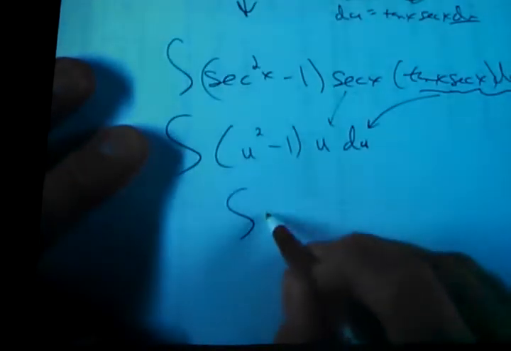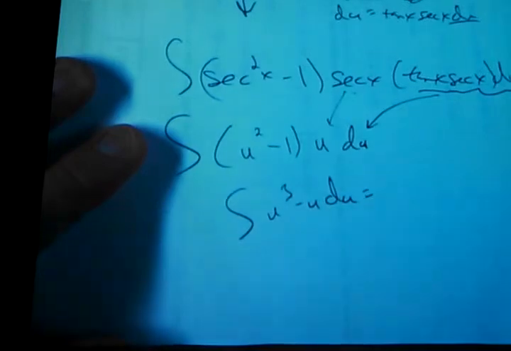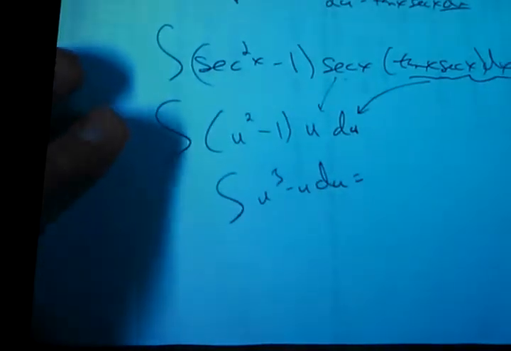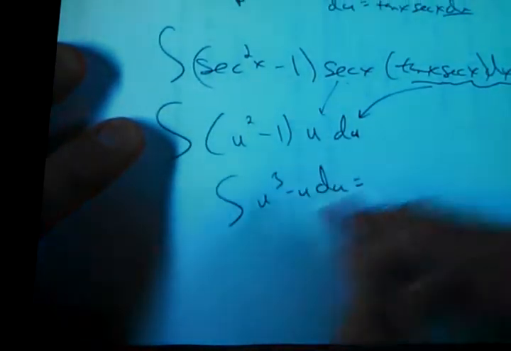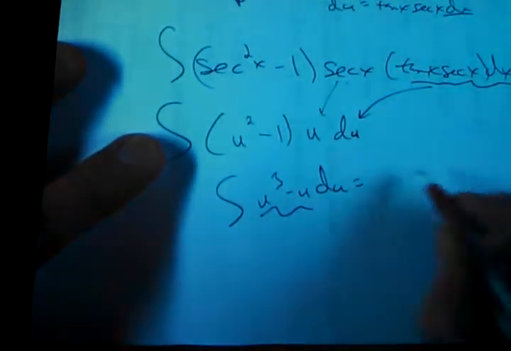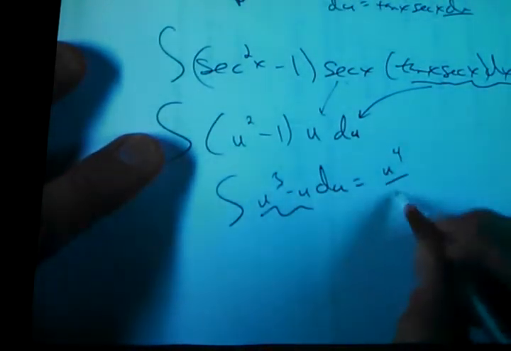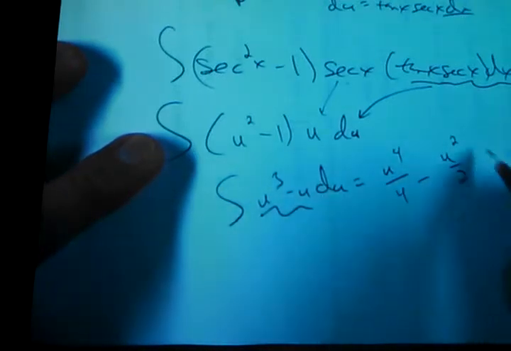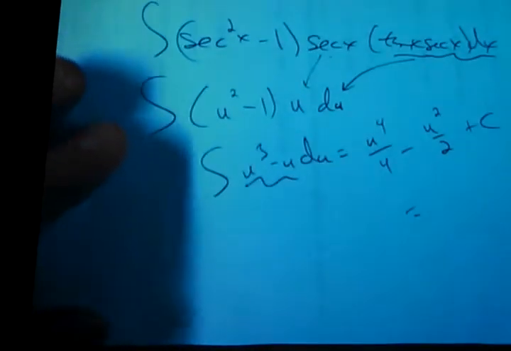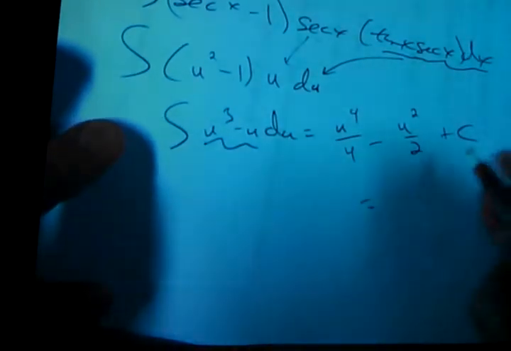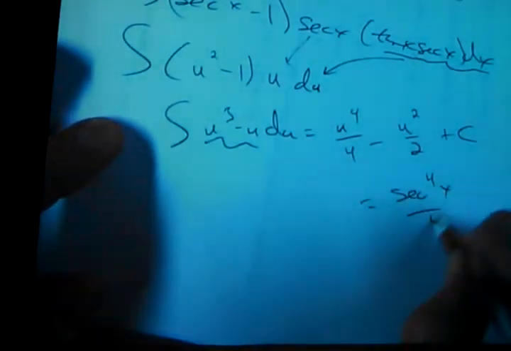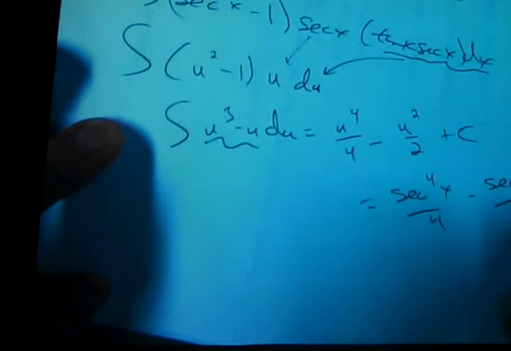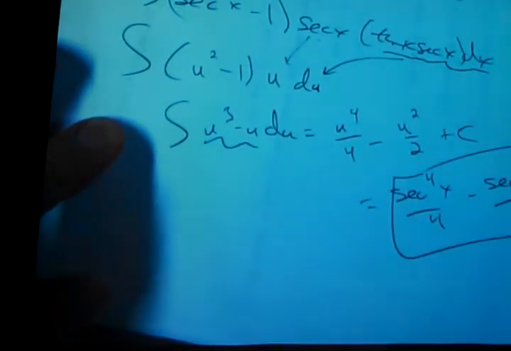You get u cubed minus u, so that's going to be, careful, you got to do the integral. So maybe we shouldn't do that. Let's not skip any steps. u to the fourth over 4 minus u squared over 2, and then you put back in what u is. Secant to the fourth x over 4 minus secant squared x over 2 plus c. Bam.